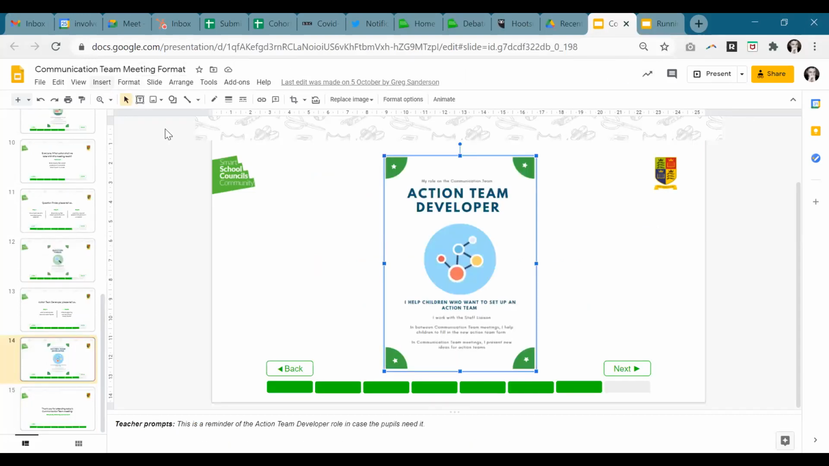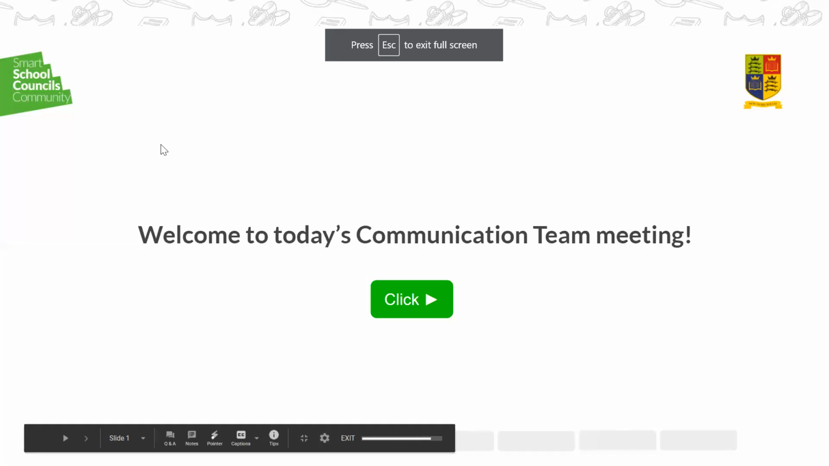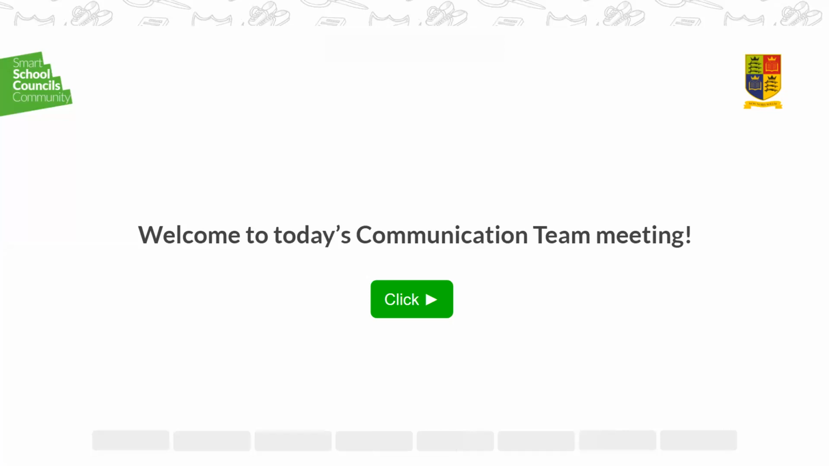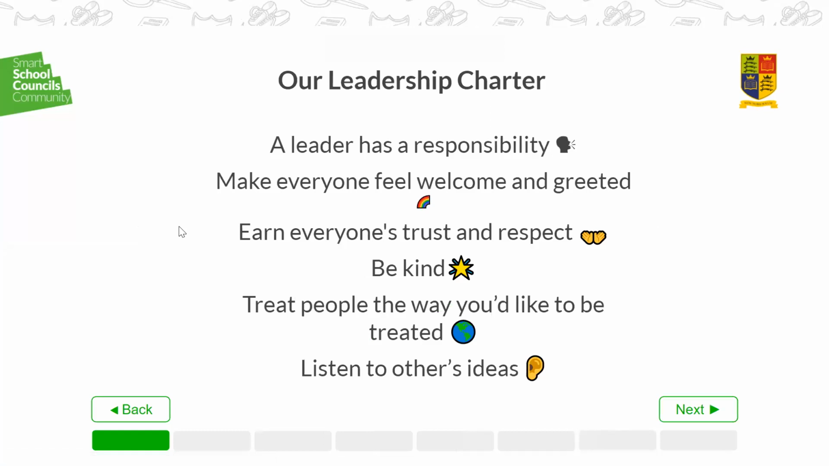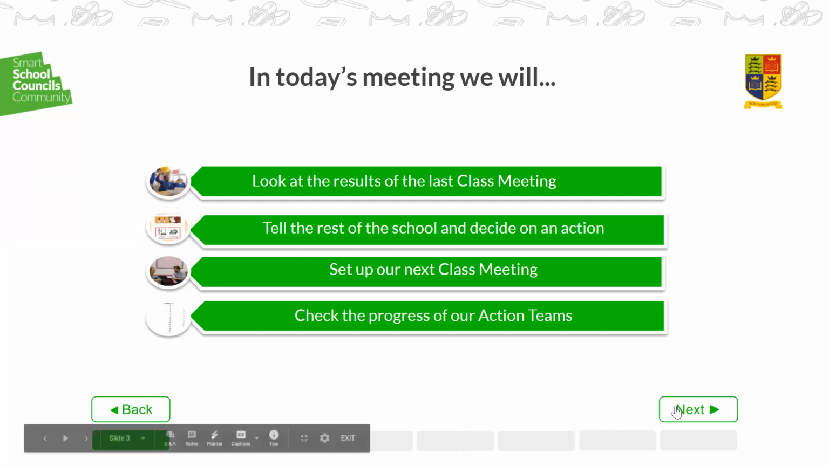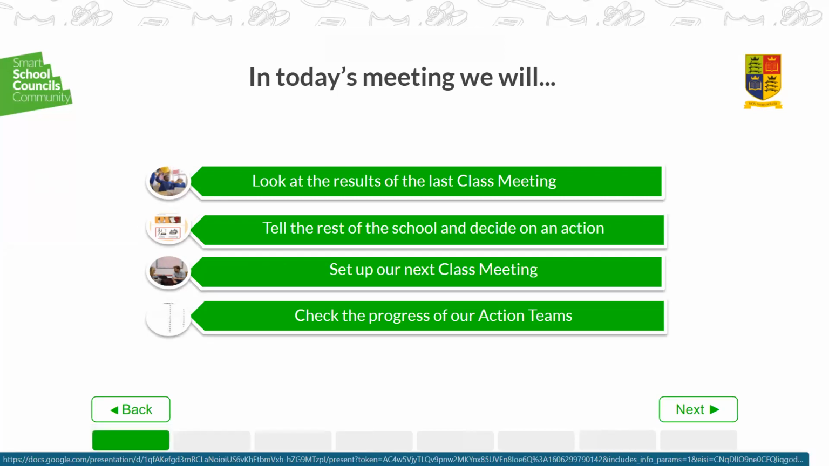Here it is. You may recognize that it looks very similar to something called the class meeting tool, and that's the way we've designed it, but it is just a Google slide. So we welcome everybody to the communications team meeting. We share our leadership charter and the ethics behind why we exist. And then we talk about how this meeting is going to run. We're going to look at the results of the last meeting, tell the rest of the school and decide upon an action, set up our next meeting, and check on the progress of action teams. And the way that this slide works is that it will direct the people who have the roles to do their job at the right time.